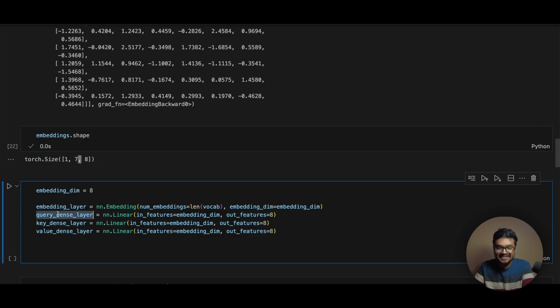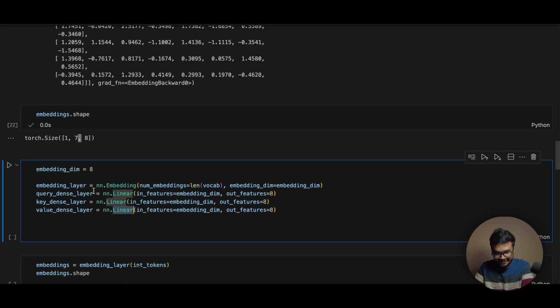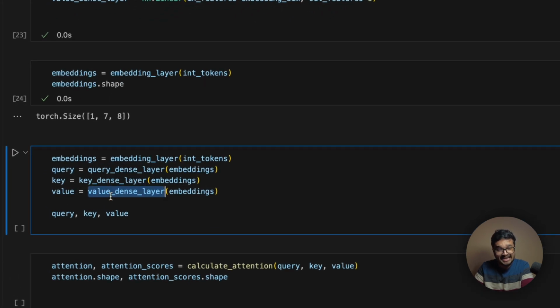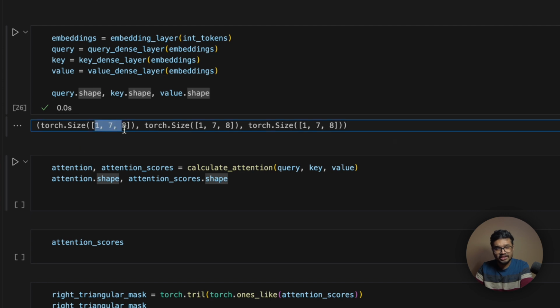So the way to do this is we will train some sort of a neural network. Here I've just used a linear layer, but in the future we will be using a non-linear layer. And so what we have done here is, after we pass our integer tokens through the embedding layer, we pass those same embeddings through the query layer, the key layer, and the value layer. And what ends up happening is that you get a query matrix, a key matrix, and a value matrix. And they are all of shape 1, 7, 8, where again 7 is the sequence length, 8 is the embedding size.